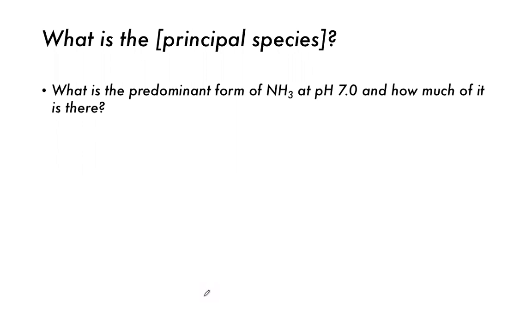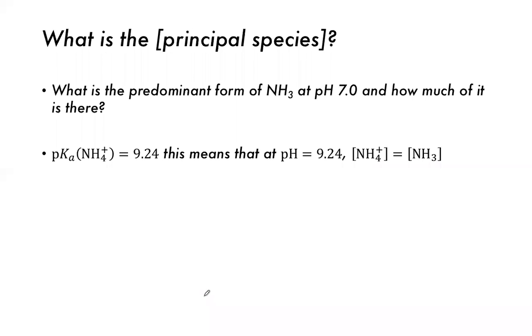So then some calculations based on this. This is all from the previous session. I just wanted to go over it again. So what is the predominant form of NH3 at pH 7, and how much of it is there? So the pKa of the ammonium ion, NH4+, is equal to 9.24. And this means that at pH 9.24, the concentration of the ammonium is equal to the concentration of ammonia.